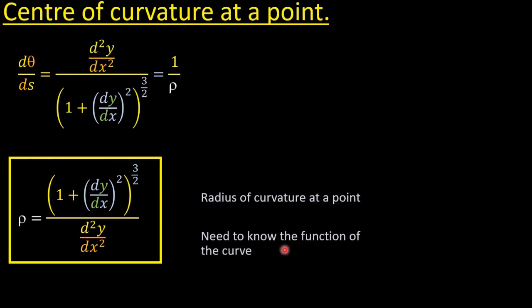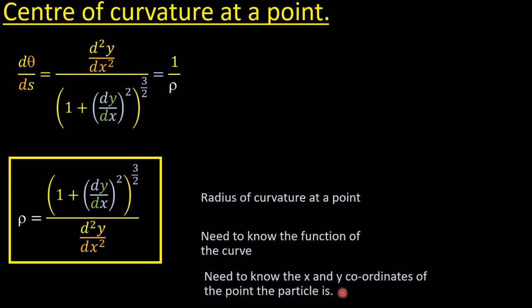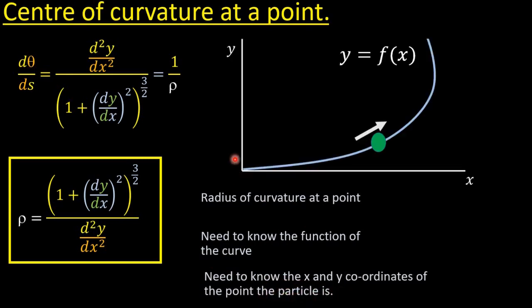We need to know the function of the curve. So we need to know f of x, and we need to know the x and y coordinates of the point the particle is at. Let's take that curve again. Let's say this curve is defined by the function y equals f of x, and we're trying to find the radius of curvature when x is, say, 2 or whatever. What we do is take the derivative of this function, evaluate that at x, and substitute it into here, then take its second derivative, evaluate that at x again, and substitute that into here. Then you'll find your radius of curvature at this point.